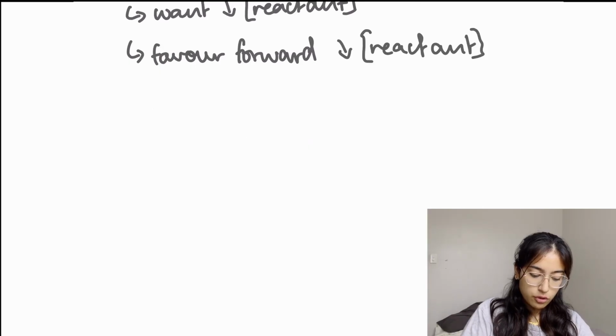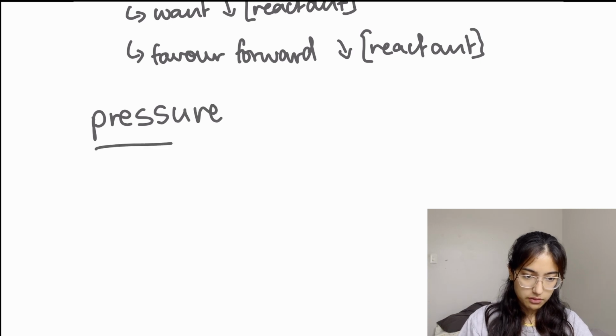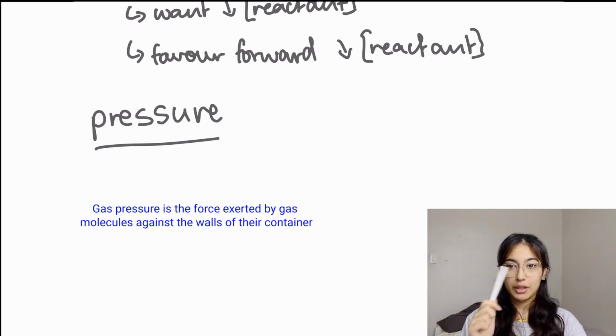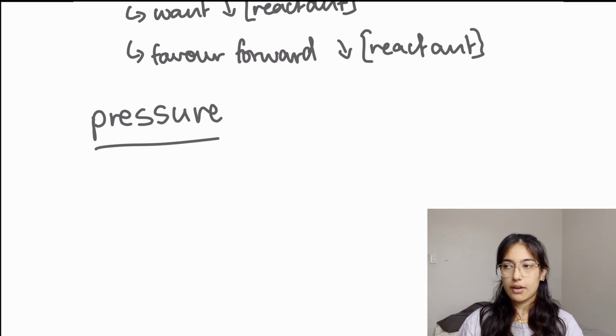Okay, so moving on to pressure. You might be familiar with what pressure is, but I'll give you the technical definition. Pressure is the amount of force you have per area. If you have a balloon, and you have a bunch of gas in that balloon, then you have a certain amount of pressure.